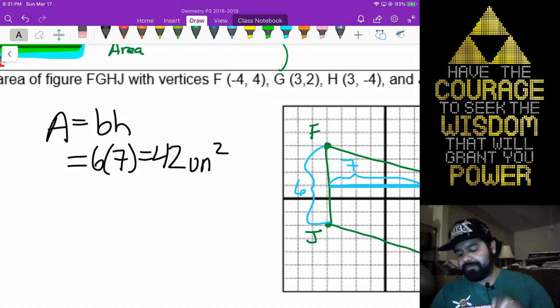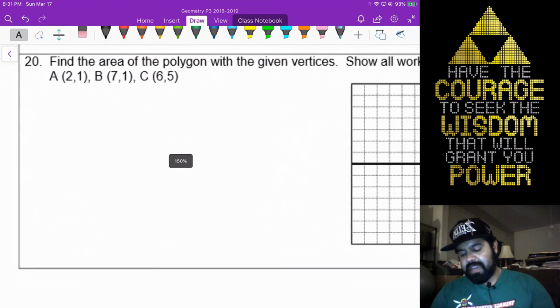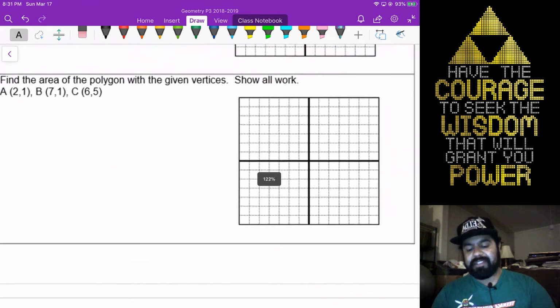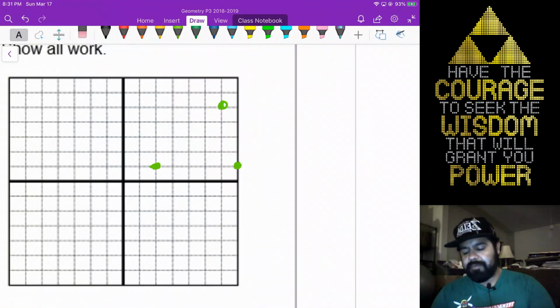All right. Last one. The area of our polygon here, I'm given 3 ordered pairs, so that means it's probably going to be a triangle. So a 2, 1, 7, 1, 6, 7, 1, and then 6, 5. Boom.